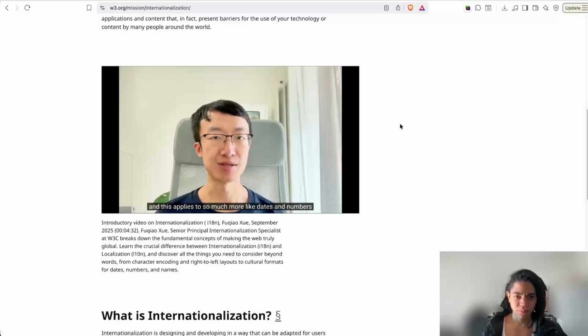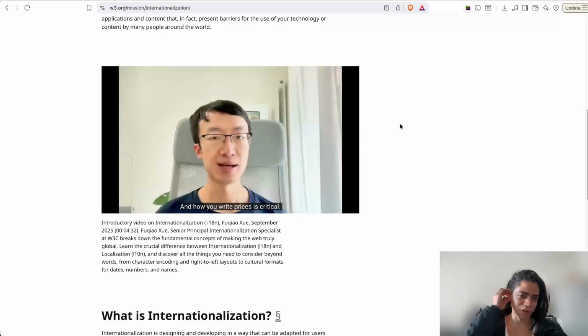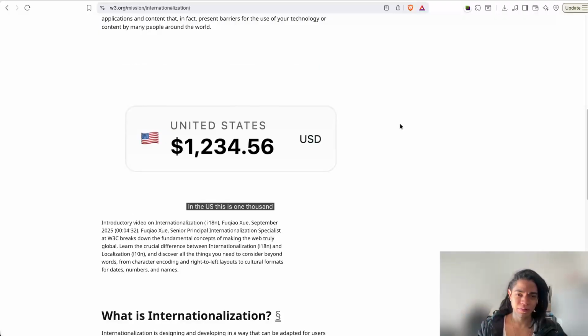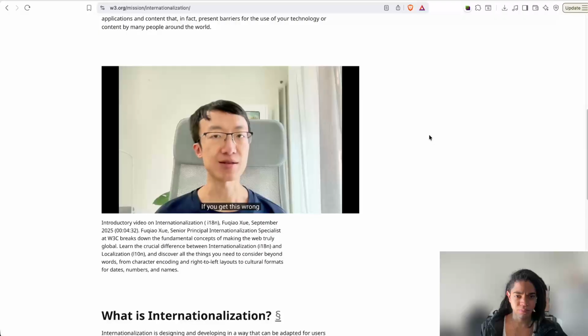Like dates and numbers, is this December the 1st or January the 12th? And how you write prices is critical. In the US, this is $1,234.56. But in Germany, the same price would be written like this, with the separator swapped and using the euro symbol. If you get this wrong, you're displaying a completely different number. It's a small detail that makes a world of difference for user trust.